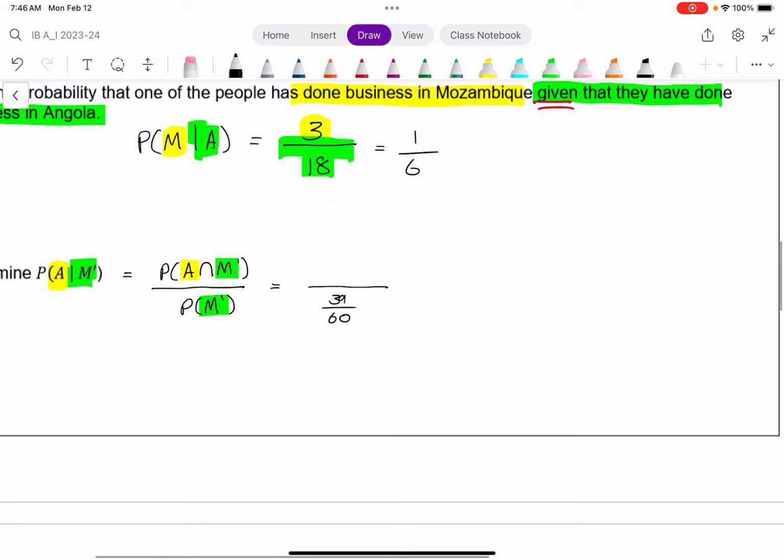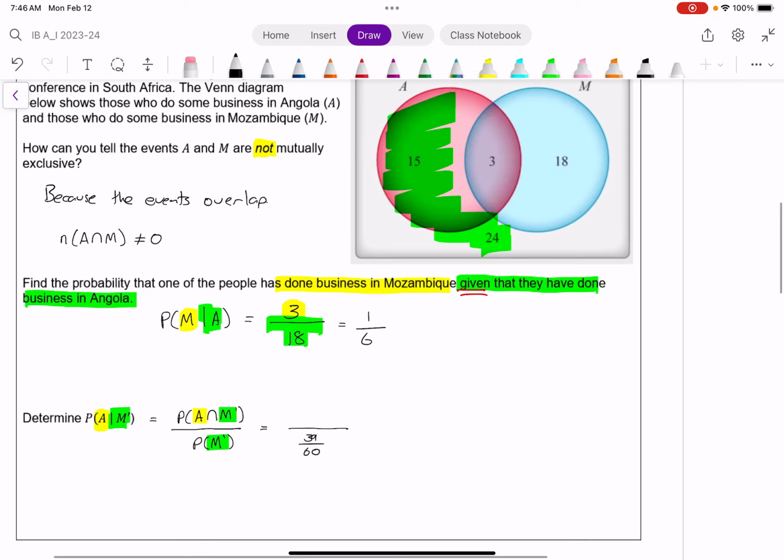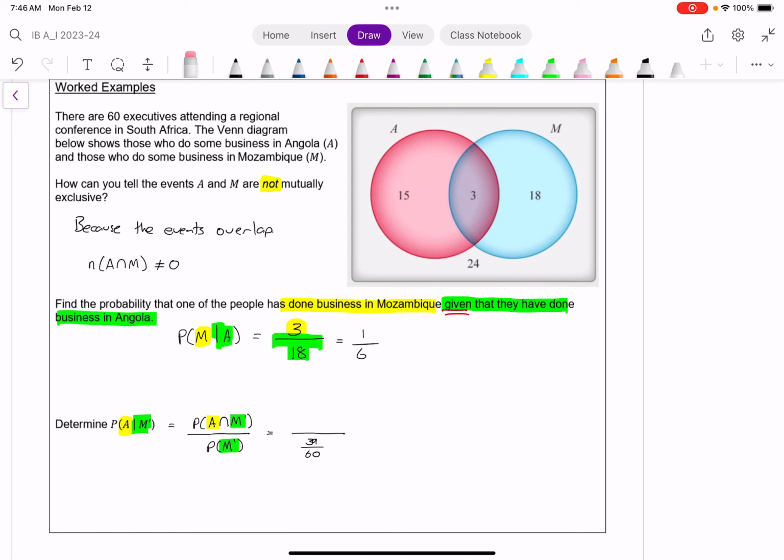All right, for my numerator, what's the probability that they've done business in Angola and not in Mozambique? Looking up here, what we've done business in Angola is all of this. But I know I want to find the intersection between that and those who have not done business in Mozambique. So I'm looking at the intersection between this and everyone who's not in the Mozambique circle, which means I'm looking at just this portion here. Those 15 people, that's the intersection between those who have done business in Angola and have not done business in Mozambique. That's what my numerator is.